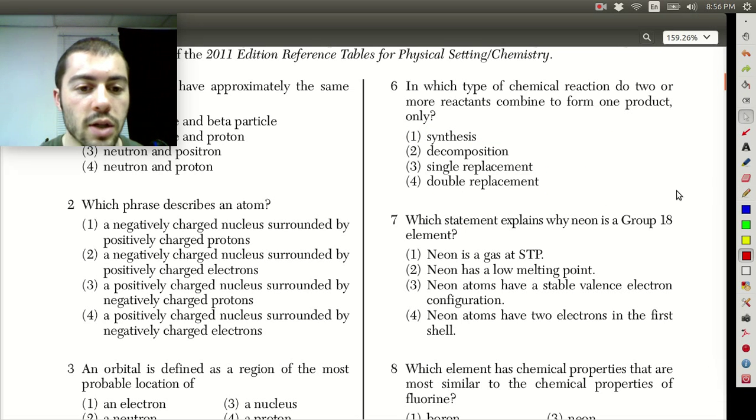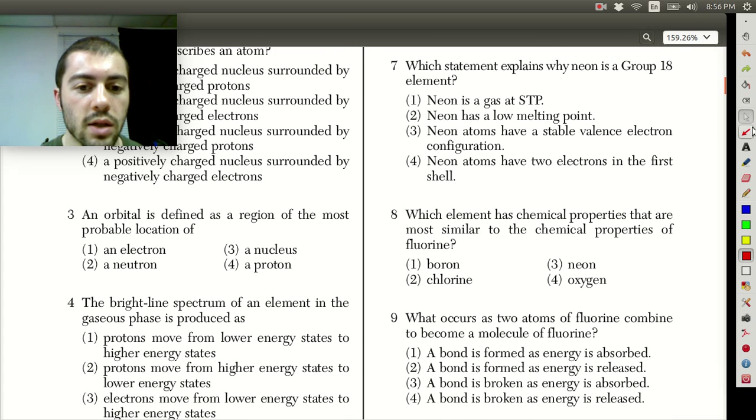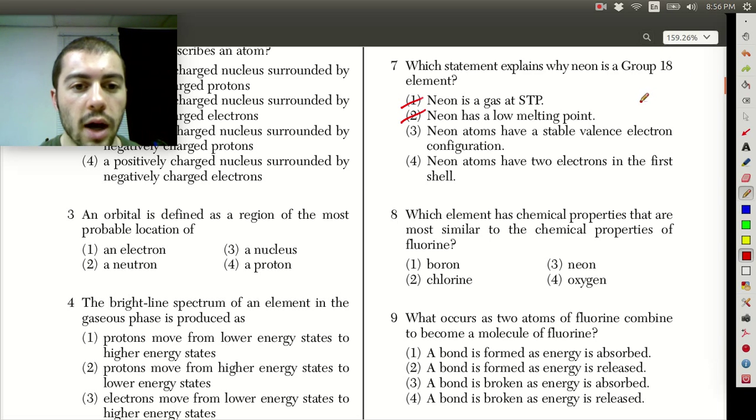Alright, if we look at number 7 here, which asks why neon is a group 18 element? So neon is a gas at STP. That does not explain why neon is group 18, because there's a bunch of elements that are not in group 18, such as fluorine, chlorine, that are gases at room temperature at STP that are not in group 18. So that doesn't explain why it is. Neon has a low melting point. That also doesn't explain it, because lots of things have low melting points that are not group 18. For 3, though, it says neon atoms have a stable valence electron configuration.